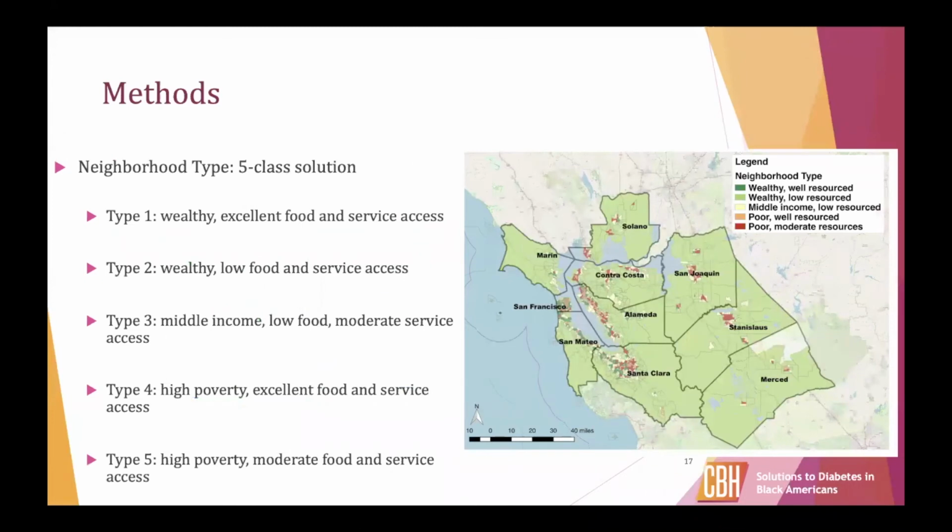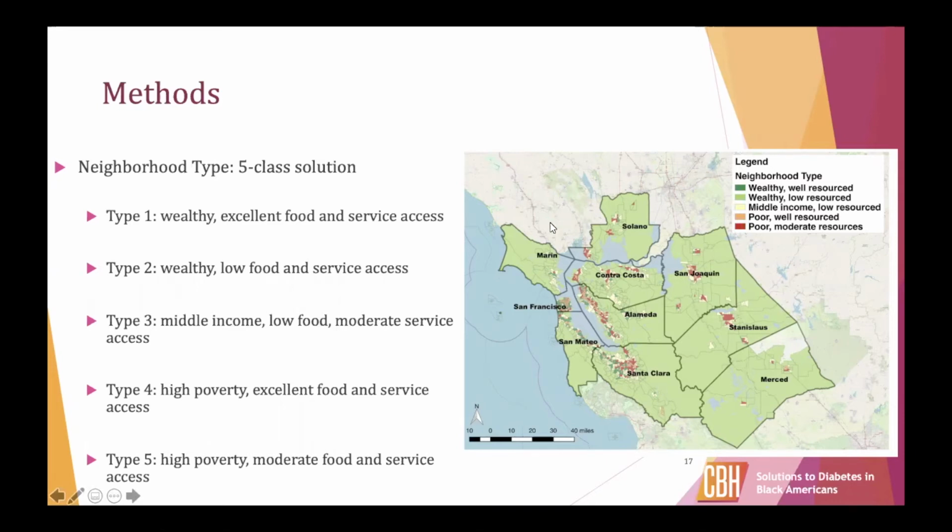And applying that to the geographic area that I mentioned before, there are actually 5 neighborhood types that emerged. And these neighborhood types were cross-classified by socioeconomic deprivation, food resource access, and service resource access. So type 1 and type 2 neighborhoods were both wealthy neighborhoods, although one had excellent food and service access, while the other had less access to food and service resources. There was one middle income neighborhood type that did also have low food and only moderate service access, as well as 2 high poverty neighborhood types that were distinguished by one having excellent food and service access and one having more moderate food or service access within the neighborhood context.